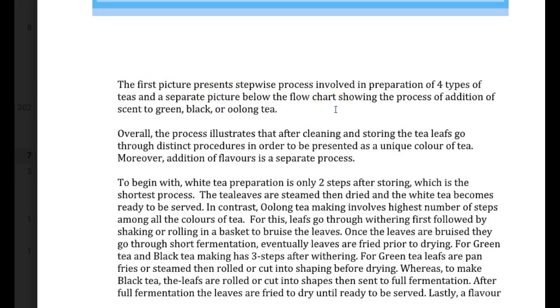The flowchart presents the process involved in the preparation of 4 types of teas, as well as how scented tea is made. Okay, that's really the clearest, simplest way to say this. And you're aiming for clarity here. Clarity is key. So expressing this flowchart in that way makes it nice and clear. Overall, the process illustrates that after cleaning and storing, the tea leaves go through distinct procedures in order to be presented as a unique color of tea. Moreover, addition of flavors is a separate process.